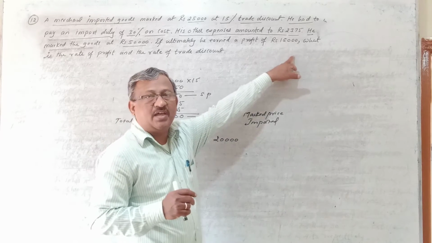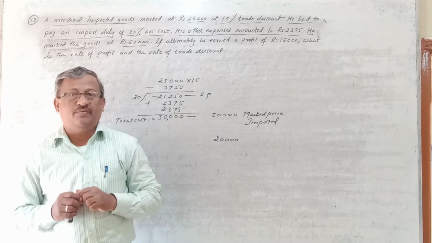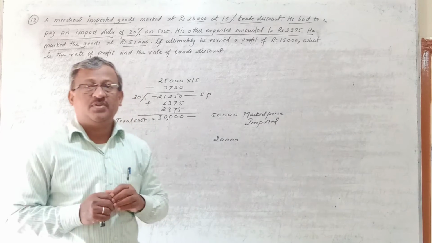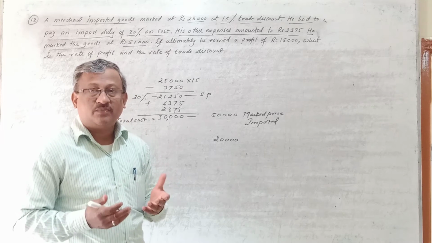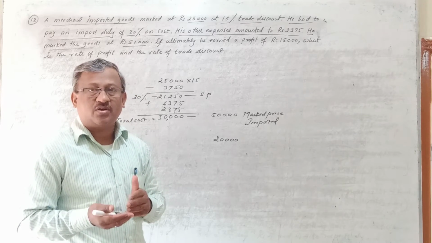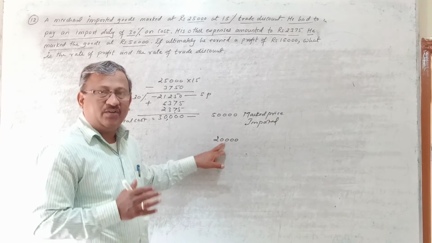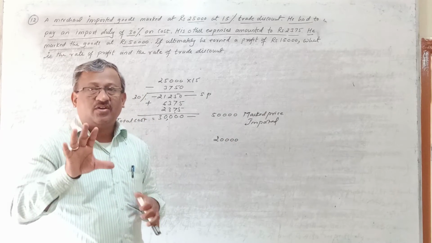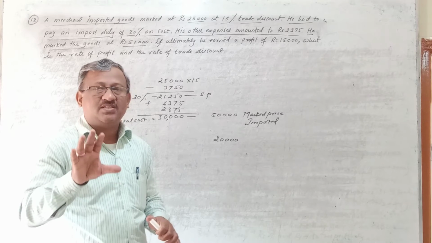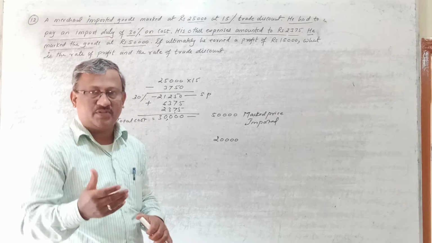How much profit has he gained? Only 15,000 rupees profit he is getting. Means he is getting 5,000 rupees profit less. So where this 5,000 profit goes, in the form of what? It is discount. Means he is not getting 20,000 rupees profit, he is getting 15,000 profit. Means he is getting 5,000 rupees profit less, in the sense he is giving 5,000 rupees in form of discount.